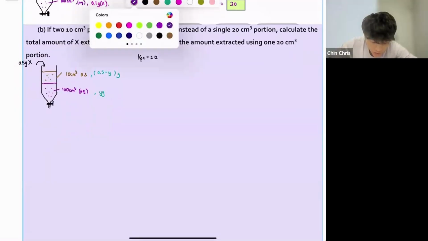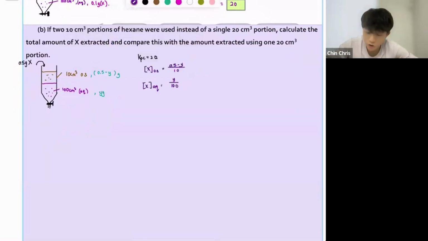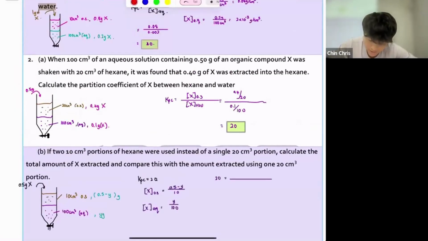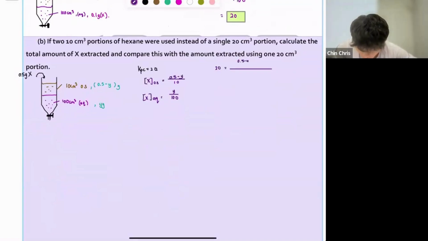Okay, let's go. So guys, my concentration of X in organic solvent is (0.5 minus Y) divided by 10. My concentration of X in aqueous is Y divided by 100, correct? So sub it into KPC, 20 equals... So organic solvent is written first, yeah? So plug it in: (0.5 minus Y) divided by 10 over Y divided by 100.